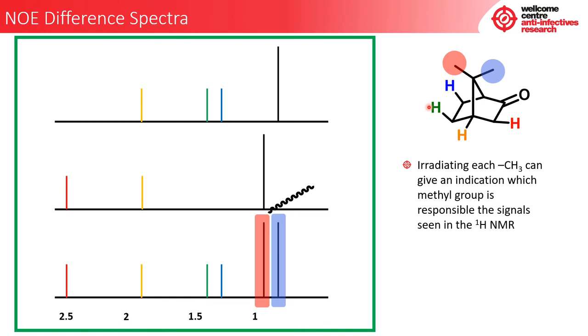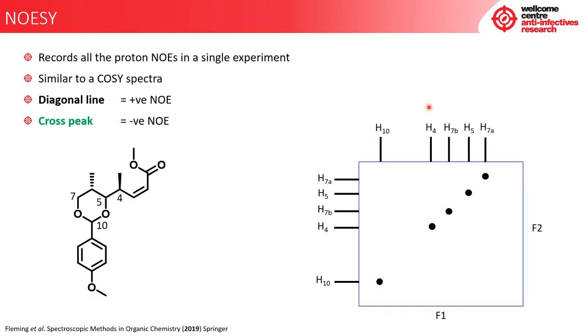And this is what's referred to as the NOESY experiment, whereby the difference is that the NOESY records all the NOEs in a single experiment. What it does is that F1 and F2 equate to a 1D proton spectrum, very, very similar to a COSY. This therefore means that there's a line of correlation across the diagonal, which is indicated by a positive NOE, and the cross peaks are negative NOEs. Now the cross peaks are referring to the interesting spin. These are the ones that we are interested in.